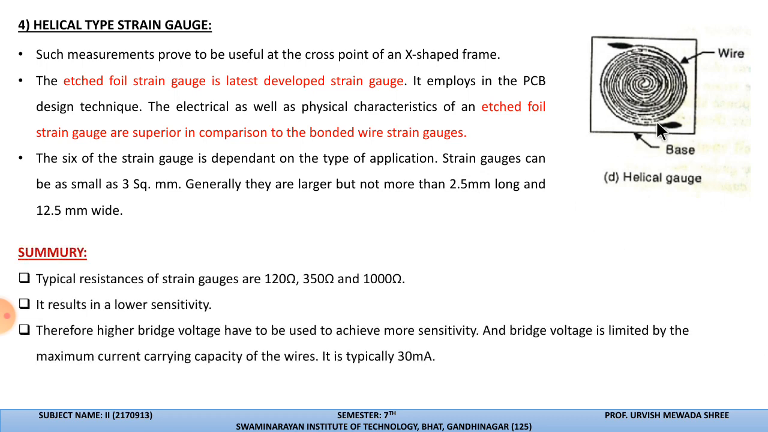Now, this is the summary of the wire type strain gauge. Basically the resistance of the strain gauge, meaning the wire which we use, starts from 120 ohm to around 1000 ohm, meaning 120 ohm, 350 ohm and 1000 ohm. It is available in different variants, and we can select the strain gauge according to the purpose of the measurement.